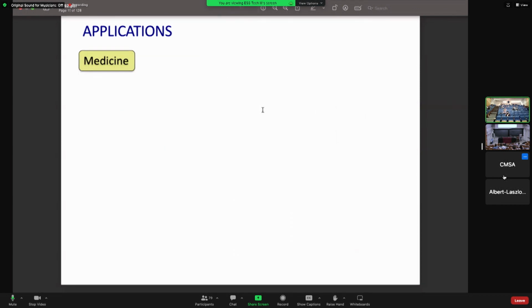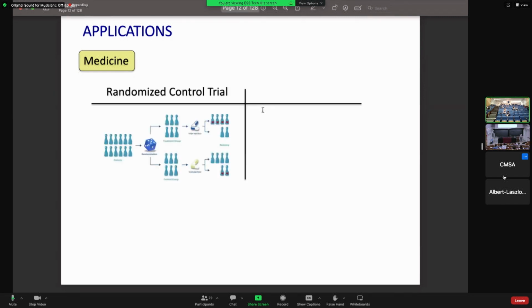You can also talk about applications in medicine. So if you think about the way that we do drug analysis in medicine, the gold standard is a randomized control trial. So we want to figure out whether some drug is effective or not, and we take our cohort of patients and we randomly split them into the trial and the control group. And then we try out medicine on one and a placebo on the other.